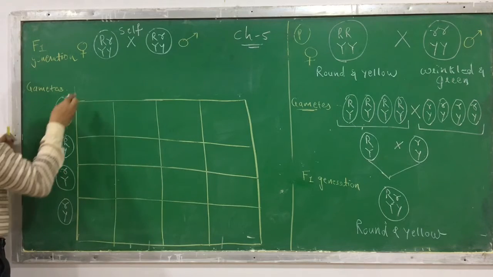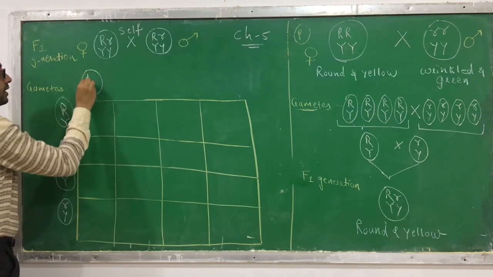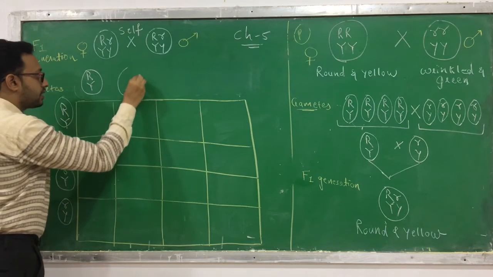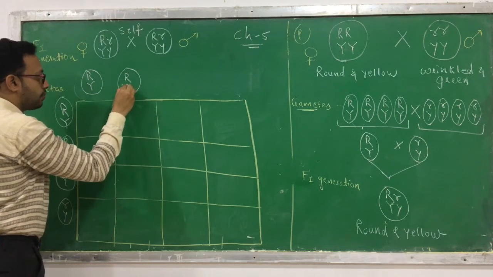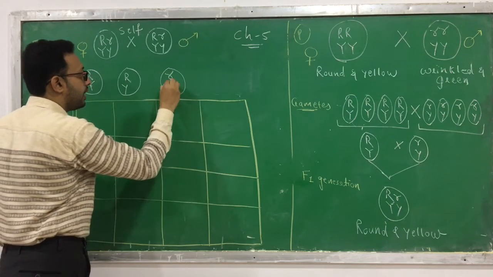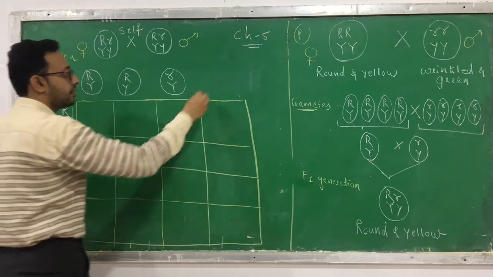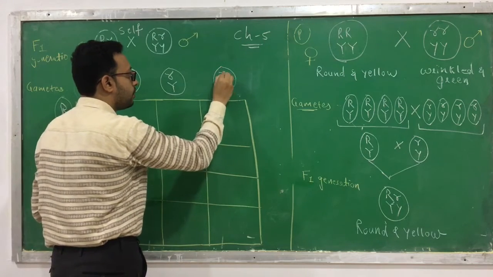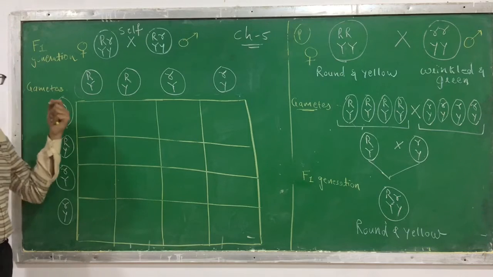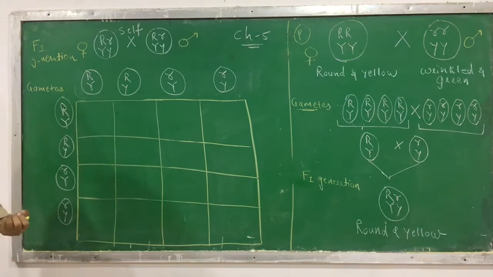Okay, so I am writing over here. The first is capital R, capital Y. Second one is capital R, small y. Next is small r, capital Y. And the fourth one is small r, small y. On one side it is a female gamete, on the other side it's a male gamete.